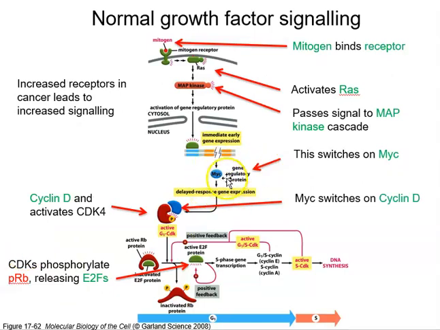So here's the MYC oncogene. The MYC oncogene is activated by growth factor signaling. The MYC proto-oncogene gets switched on, and that drives cyclin D. So that's its normal function, to drive cyclin D.